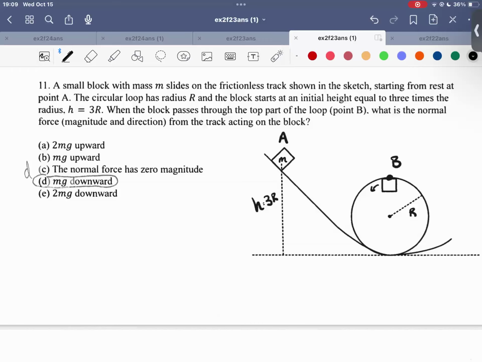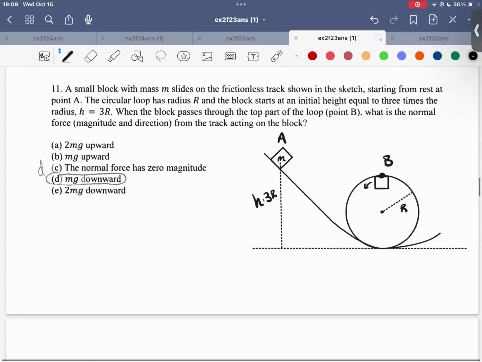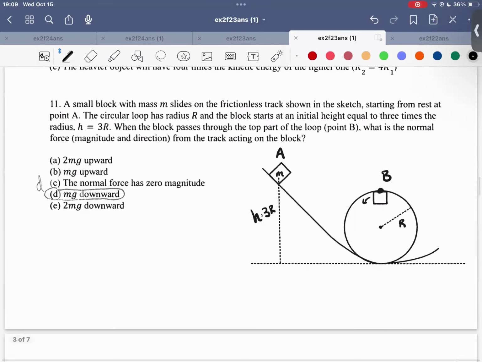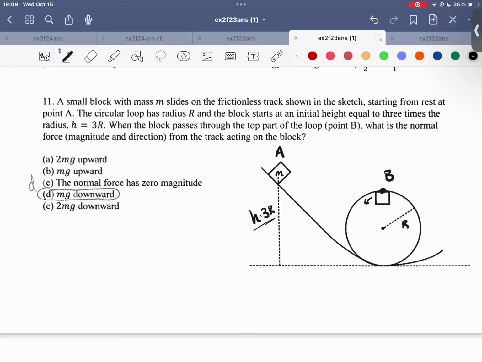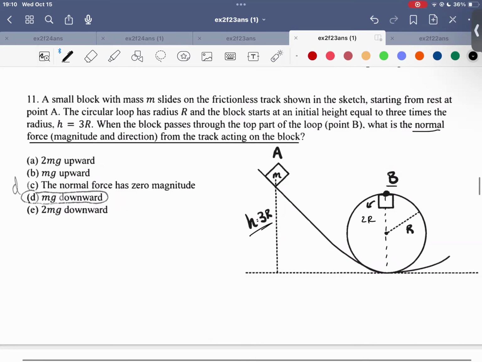Okay, so 11. 11's a little bit more tricky. I guess we haven't done one like this yet. But we're given this height at 3R, and we're told when the block passes through loop B, what is the normal force from the track acting on the block? Okay. And so logically thinking about this, as it passes through point B, our radius here is going to be actually 2R, right?